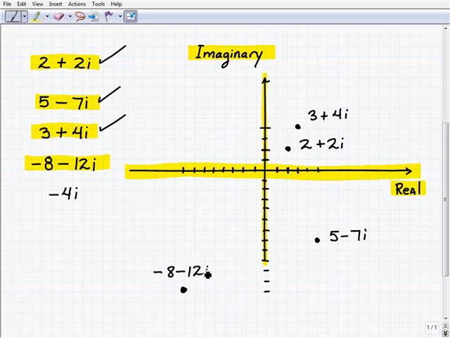Okay. All right, negative 4i by itself. Now, remember, complex numbers contain both a real and imaginary part. So when you're saying negative 4i, you might be asking, well, where's the real part? Really, that number could be written as 0 plus negative 4i. So simply all you're going to do is put a point on the imaginary axis, 1, 2, 3, 4, and there you go. There is negative 4i.